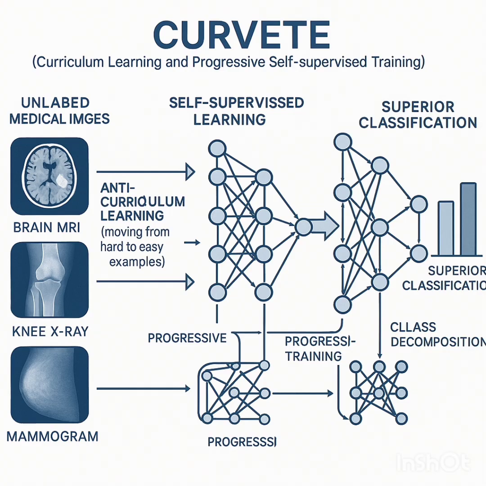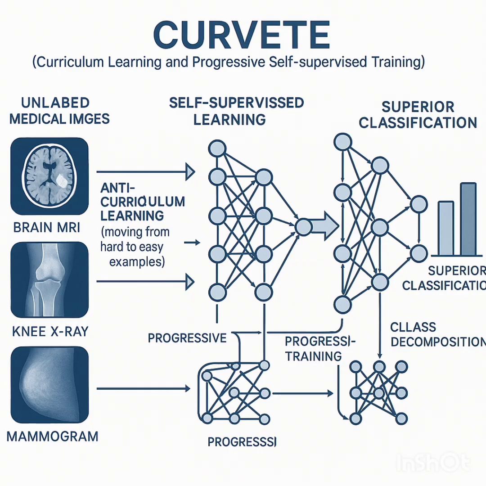Our mission today, then, is to dive into the CURVETE model, that's curriculum learning and progressive self-supervised training. It's a novel solution designed specifically to overcome these irregularity challenges and enhance generalizability when data is sparse. What's truly ingenious about CURVETE is that it doesn't just try to add more data. It learns smarter. It combines 3 technical powerhouses: self-supervised learning, or SSL, to learn features without needing labels, then a unique class decomposition approach to manage that imbalance, and it integrates a really radical anti-curriculum learning strategy to guide the training process.